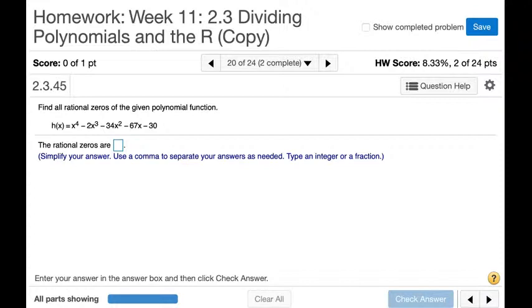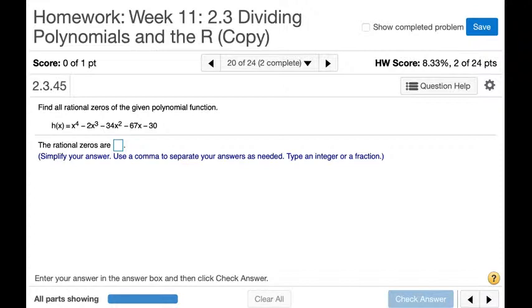So then question number 20. Oh, yeah. This comes from 2-3, number 45. Find all rational zeros. Okay. We have h of x equals x to the 4 minus 2x cubed minus 34x squared minus 67x minus 30. Okay. These polynomials are getting longer and longer.